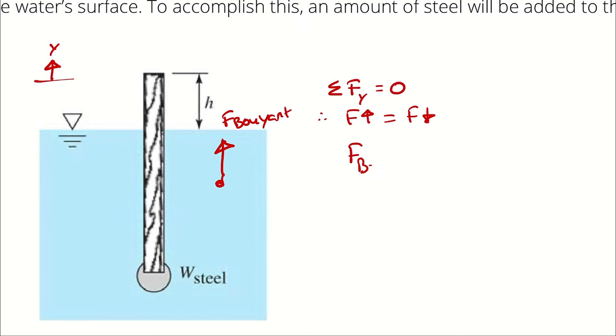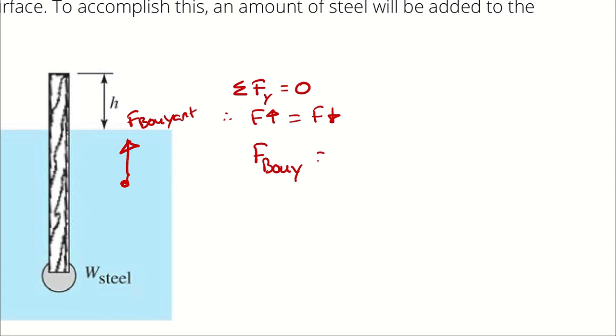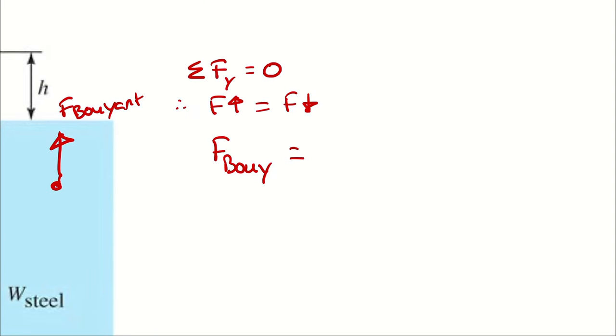So, the buoyant force, which I will abbreviate F_buoy, which looks suspiciously similar to the word buoy. I wonder if there's a relationship there. And that's equal to the force of wood, that's the weight of the wood pulling down, plus the force of steel, which is the weight of the steel.